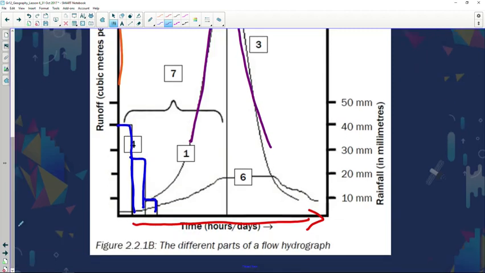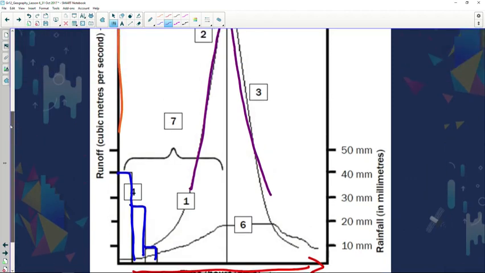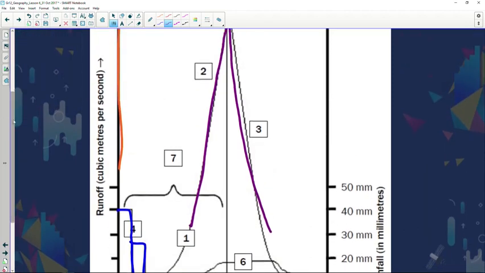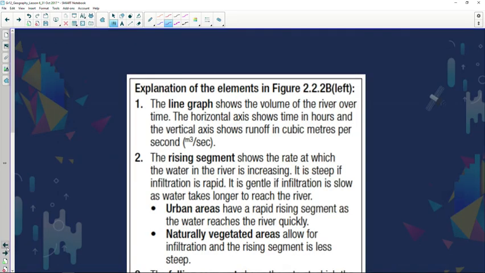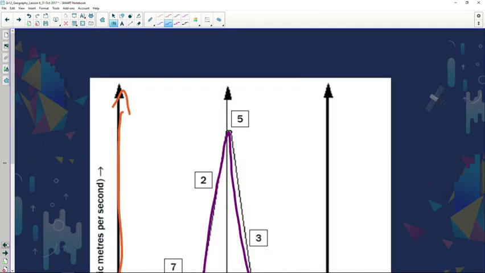Now let's just quickly look at the numbering, and I'm going to jump back and forth from the slide. If you look at number 1, it represents the line graph like I've mentioned. It shows the volume of the water. There's the amount of discharge that takes place. Now, as you can see at number 2 over here, right?